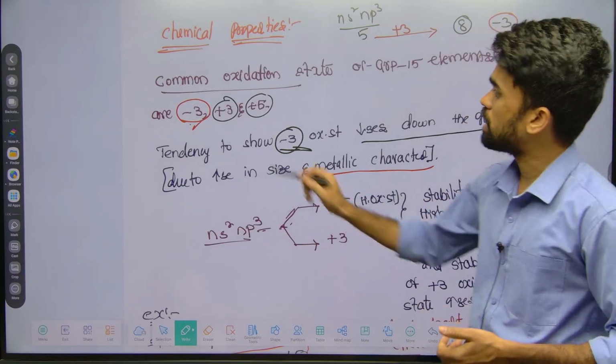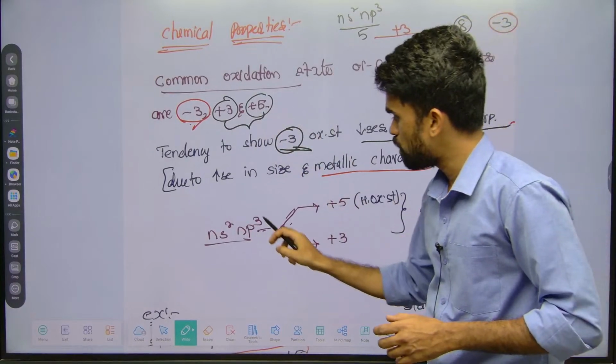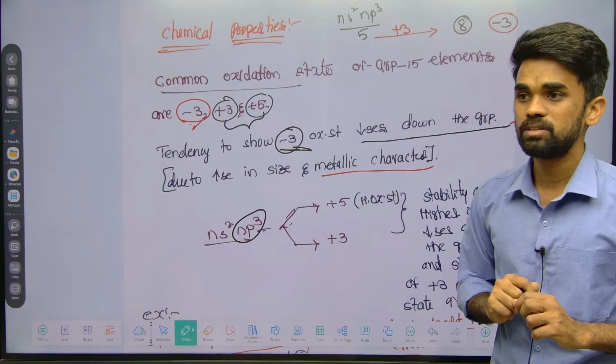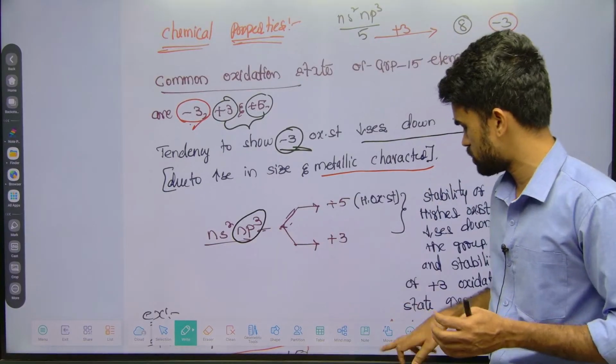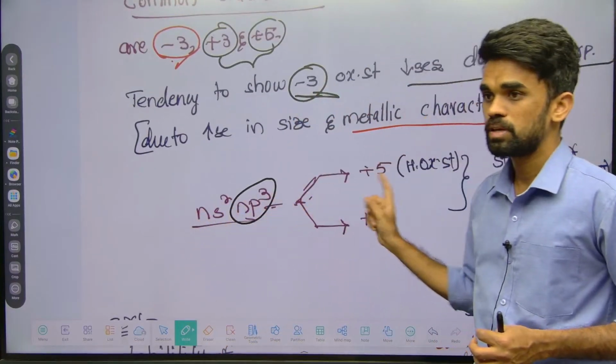Next. Now what are the other two things we have? +3 and +5. See, if I only remove the np3 electrons, what is the oxidation state you will get? If I only remove p electrons, +3. If I remove all electrons, +5.